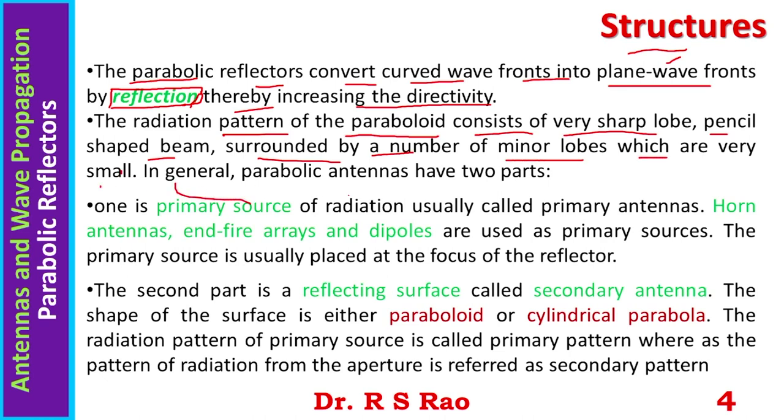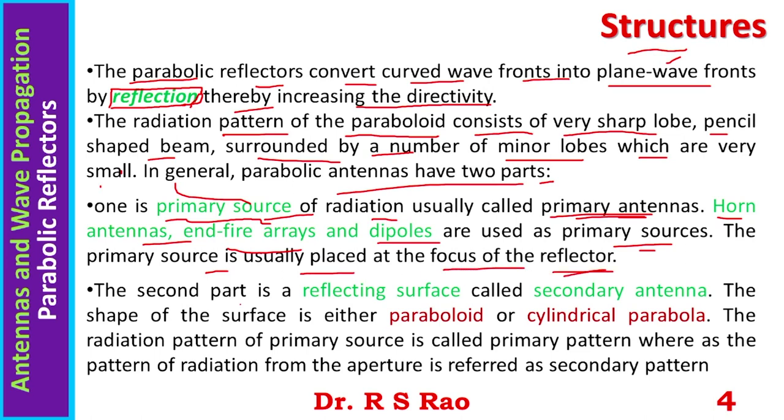In general, parabolic antennas have two parts. One is the primary source. It is the actual source of radiation. It is called the primary antenna. Horn antennas, end fire arrays, dipoles, etc. are used as primary sources. These primary sources are usually placed at the focus of the reflector. The second part is the reflecting surface.